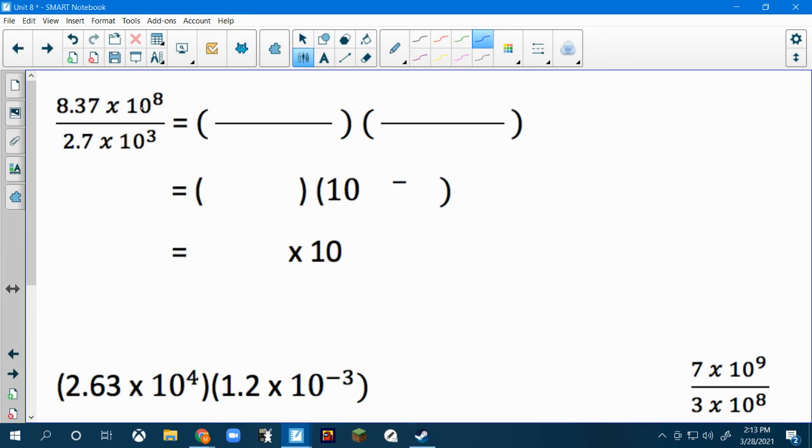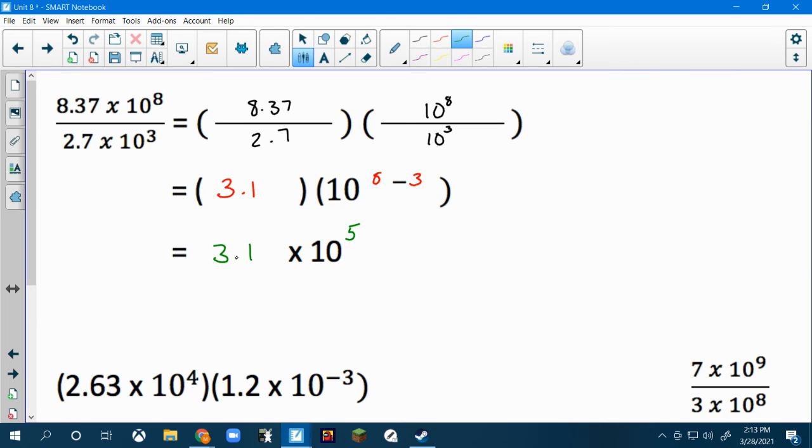8.37 times 10 to the 8th divided by 2.7 times 10 to the third. Again, we're just going to rearrange a little bit here. 8.37 divided by 2.7, which is 10 to the 8th and 10 to the third. 8.37 divided by 2.7 is 3.1. And then we're going to do 10 to the 8 minus 3. That's the quotient rule. We're going to keep going. 3.1 stays the same. 10 to the 8 minus 3 is 5.